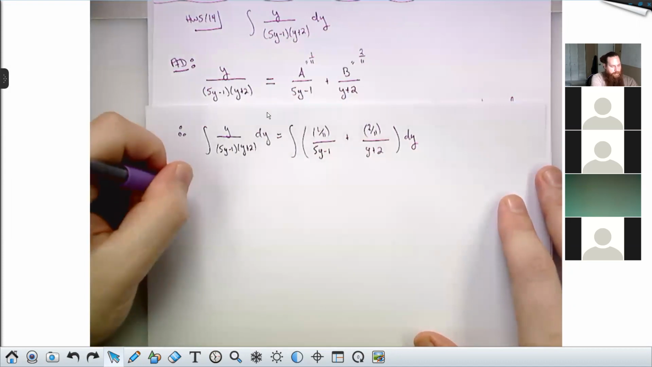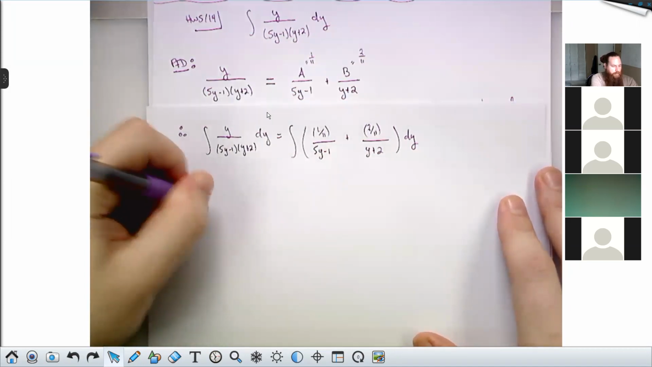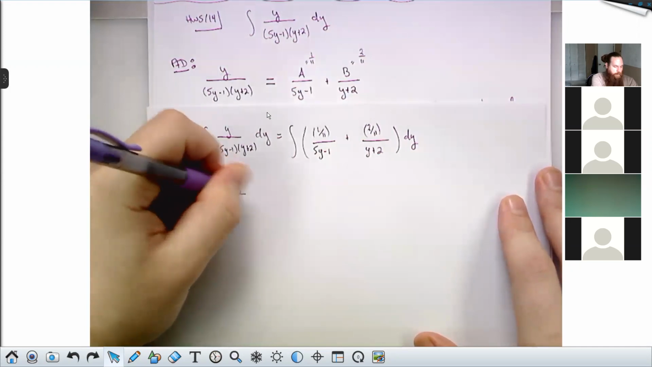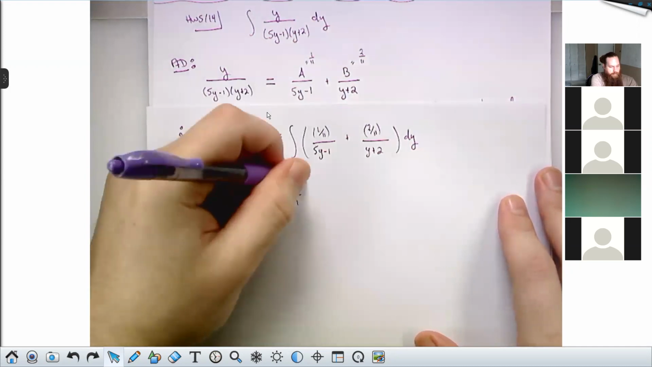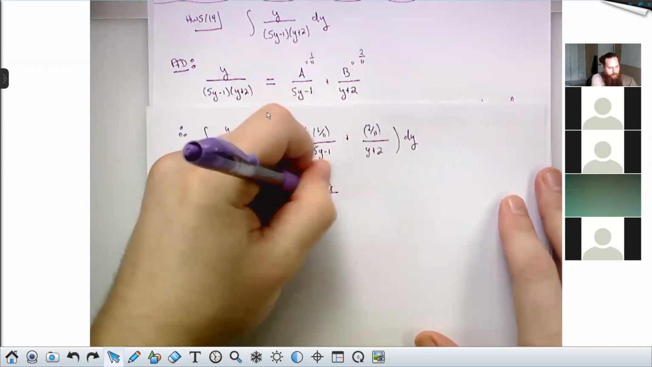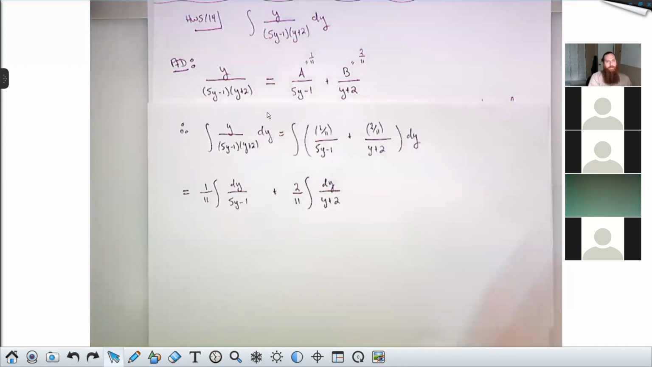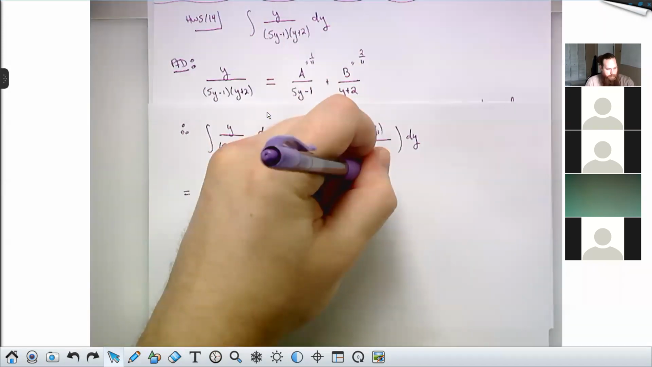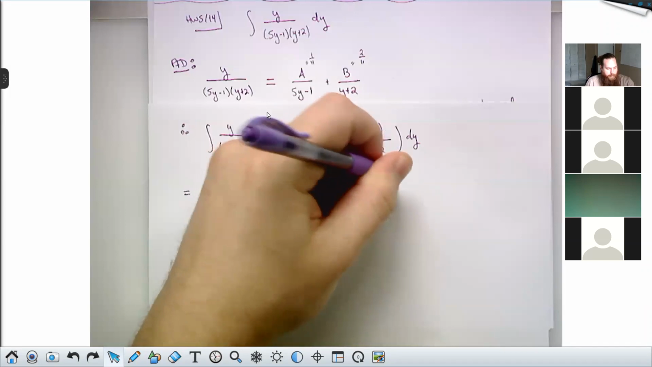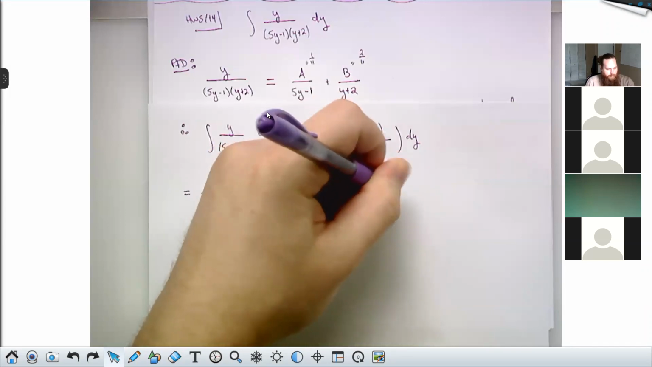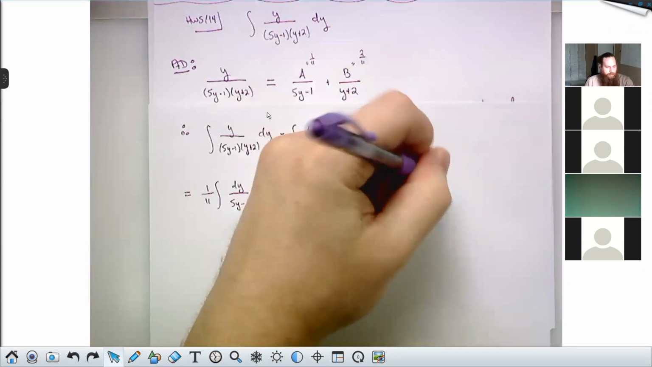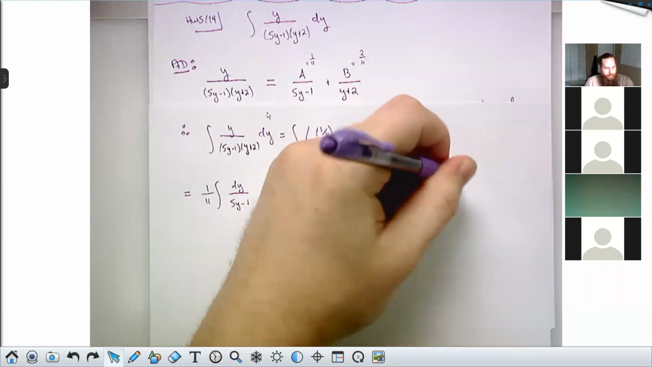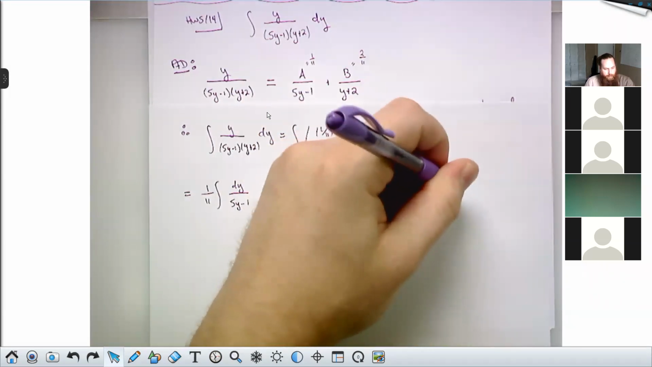And now from here, I'll split up my integral, pop out my constants. I get 1/11 times the integral of dy over 5y minus 1 plus 2 over 11 times the integral of dy over y plus 2. And each of these requires a little u sub. In the first, I'll make the substitution z equals 5y minus 1. So dz is 5 dy. And then we should use a different variable, w maybe equals y plus 2. And in there, dw is just dy.